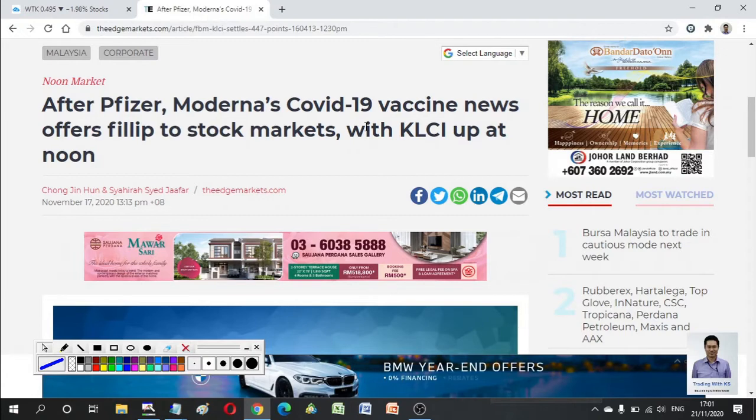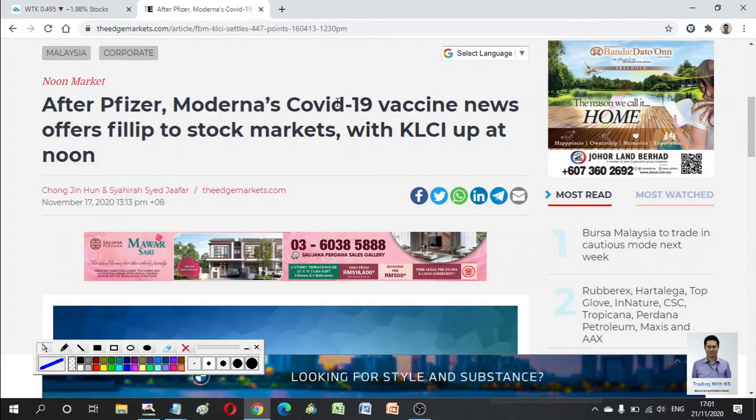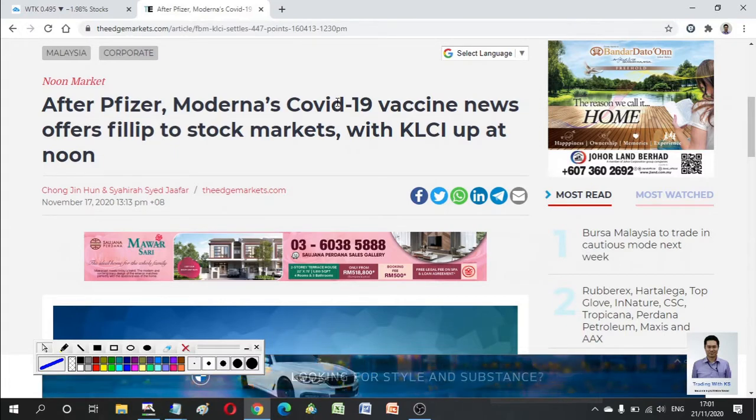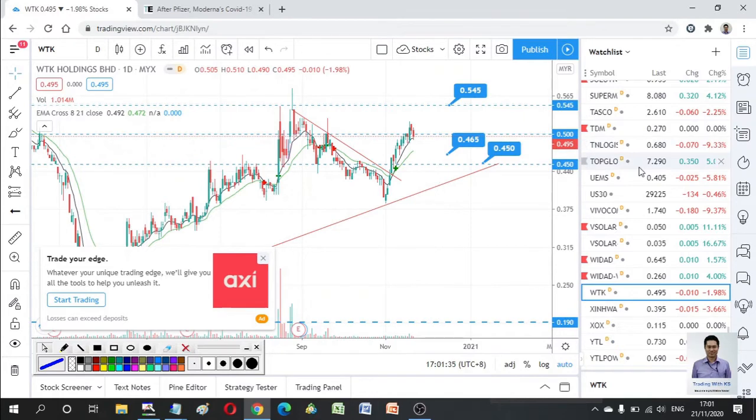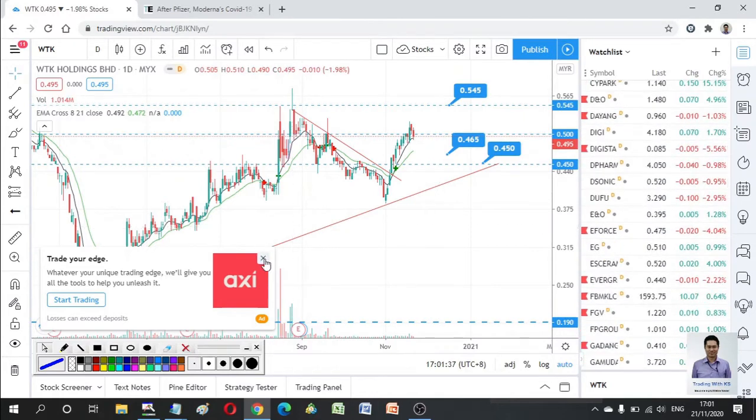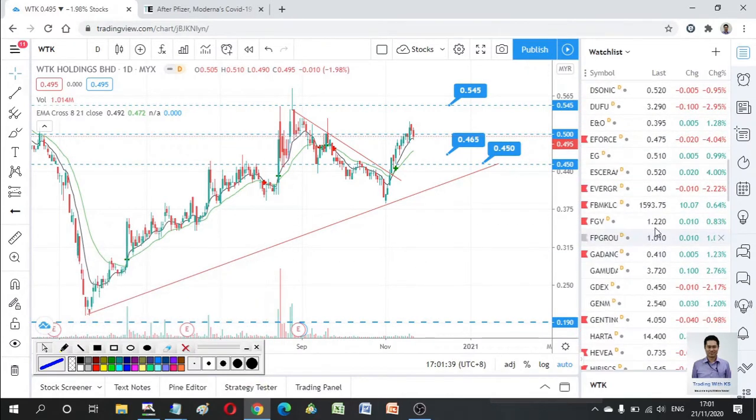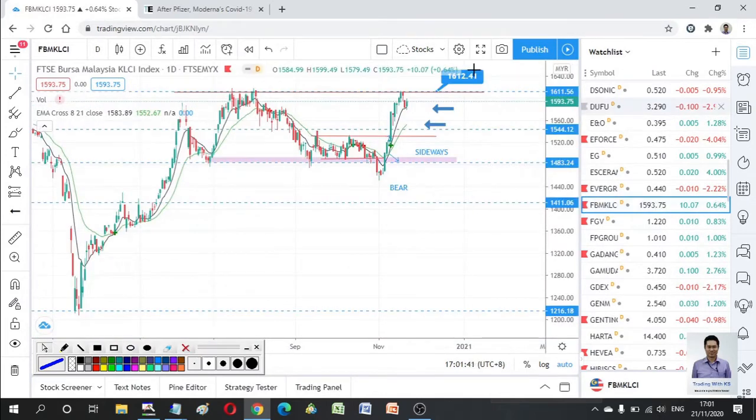So recently, after the announcement of Pfizer and Moderna stating that their vaccines are above 90% effective, in all the markets you can see the bullish sentiment. You can see it here especially. The announcement of those successes in the vaccine actually projected the stock from a sideways market to a bullish market.